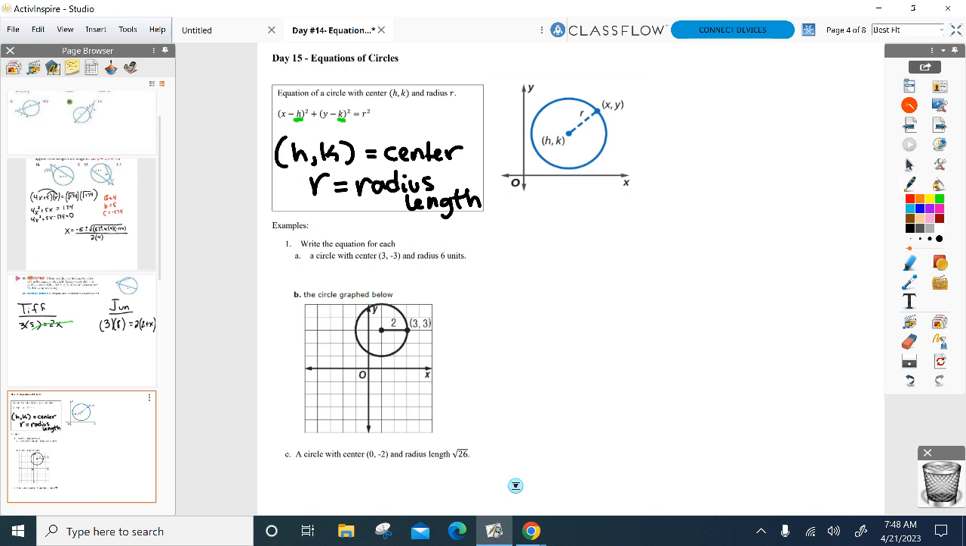So help me write the equation of this circle. A center at (3, -3) and a radius of 6. I want the equation of that circle. I know what the center is, and I know what the radius is. Ready to go? First parenthesis up there: x minus h is the x coordinate of the center.